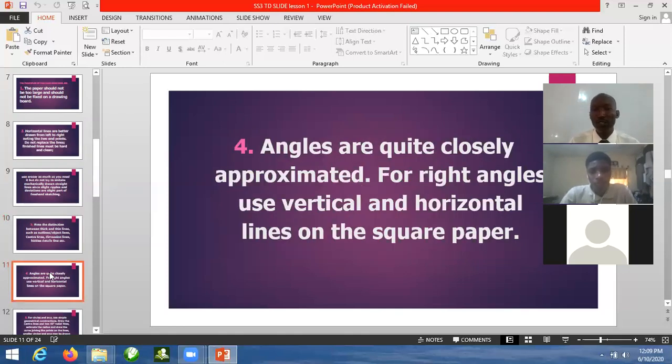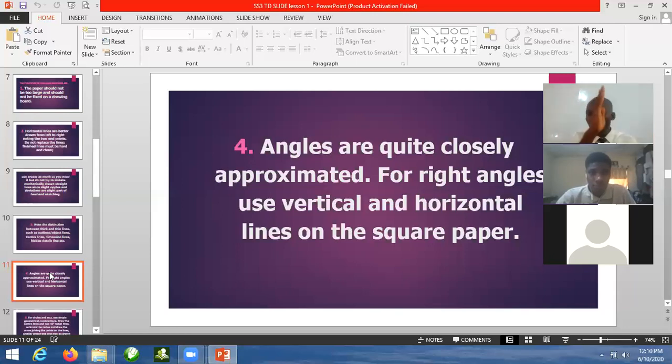Number 4, angles are quite closely approximated. When you are drawing an angle in a freehand sketch, you approximate it, you assume it. You don't take a protractor to measure the angle, no. Remember that we say it is drawing without the use of precision instruments. When you are drawing an angle, you assume that angle, even if it is 40 degrees, you assume an angle of 40 degrees. If you are to draw a right angle, you assume it.